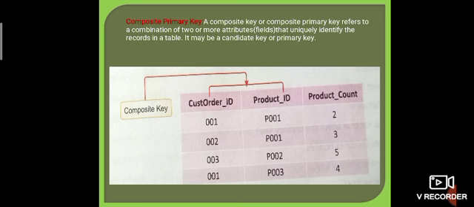Got it? If we take it individually, it doesn't guarantee any uniqueness. Customer ID 001 is repeated here, and product ID P001 is repeated here. Got it? So we can say both the keys together form the composite key. The group of keys is the composite key.